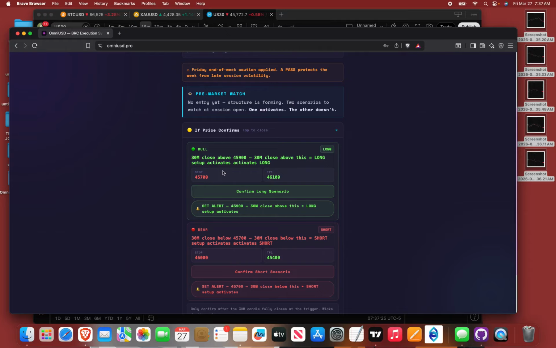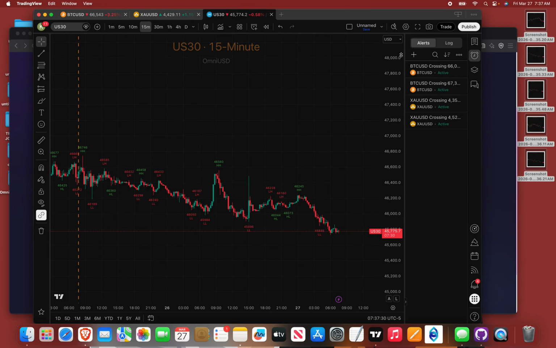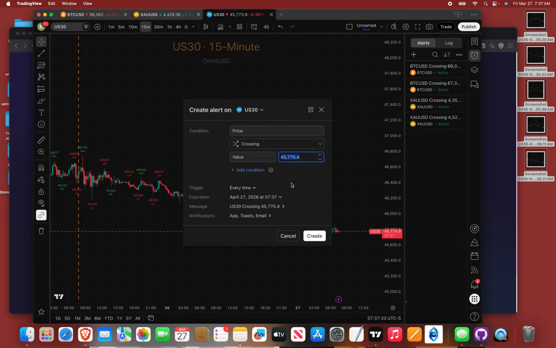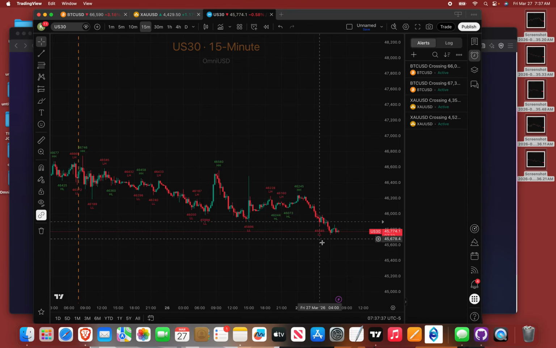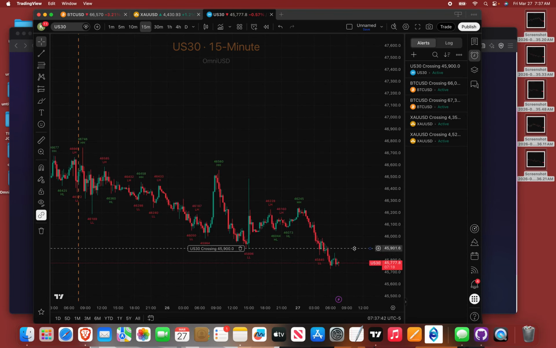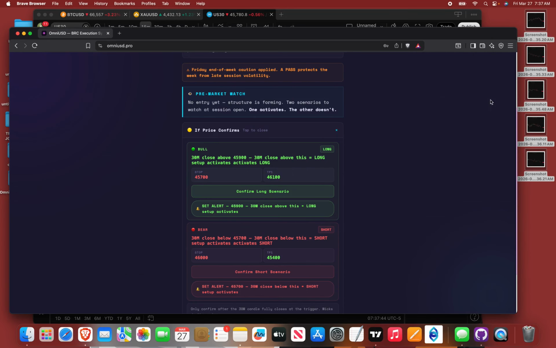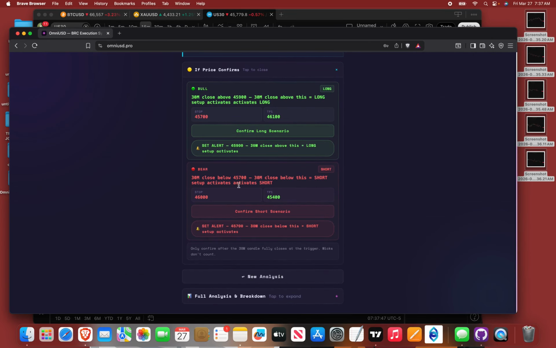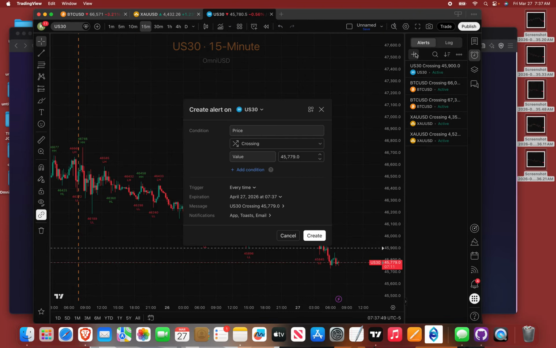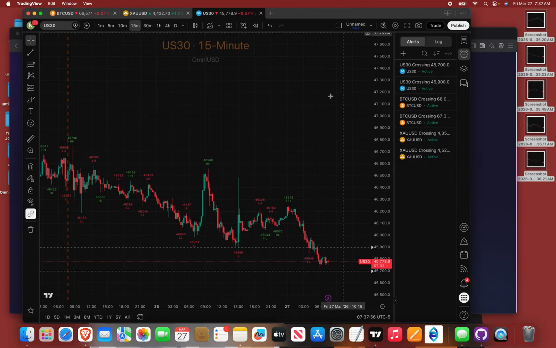30-minute close above 45,900. It's the long, 45,900. So you go back to TradingView and you set your alerts for US30, 45,900. Cool. It's telling you right there to go long if it stays above this number. To go short, 45,700. It's saying right there. So now you have your number.